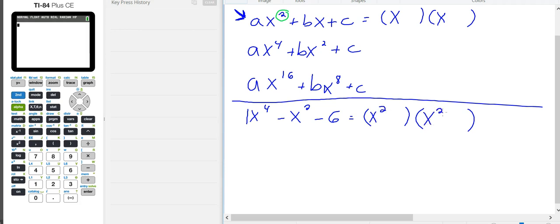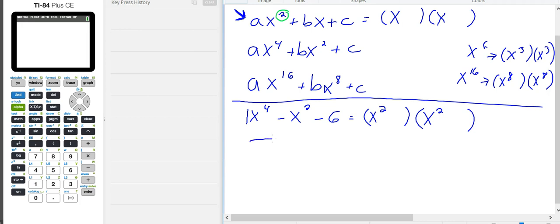Let's say our highest exponent would have been x to the 6th, then our terms would have been x to the third plus or minus something and x to the third plus or minus something. If our highest exponent was x to the 16th, then our terms would have been x to the 8th plus or minus something and x to the 8th plus or minus something. So let's go back to this question. After that, we solve it like we solve a regular factoring by reverse FOIL.